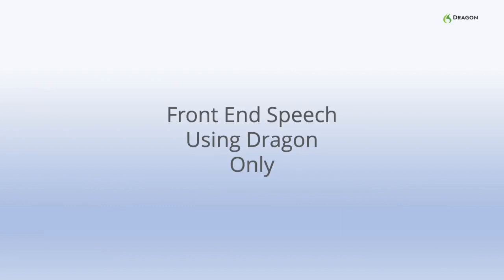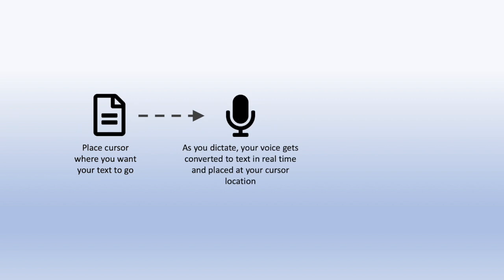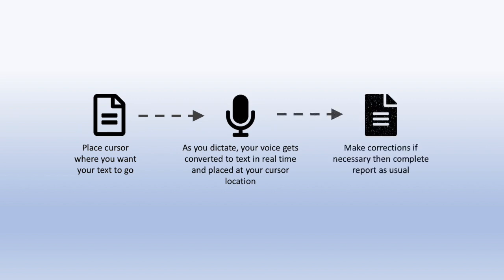Second, here's an overview of using Dragon on its own for front-end speech recognition. If you are going to be doing all of your corrections yourself, this is the most efficient workflow. This workflow is as simple as clicking on the location where you want the text to go, turning the microphone on and dictating. The recognized text goes to where the cursor is located. When done, simply complete the report in your EMR.